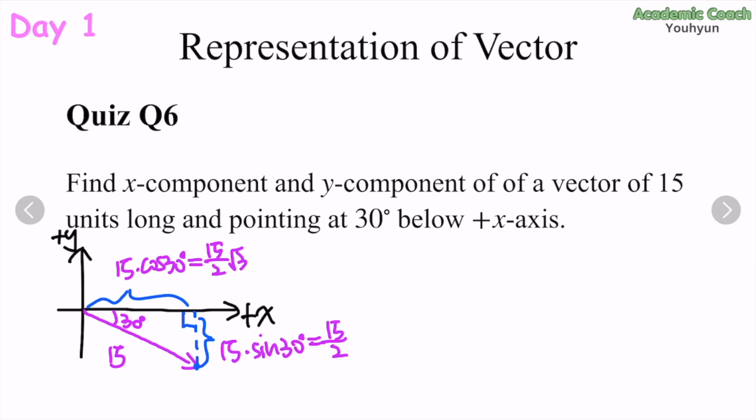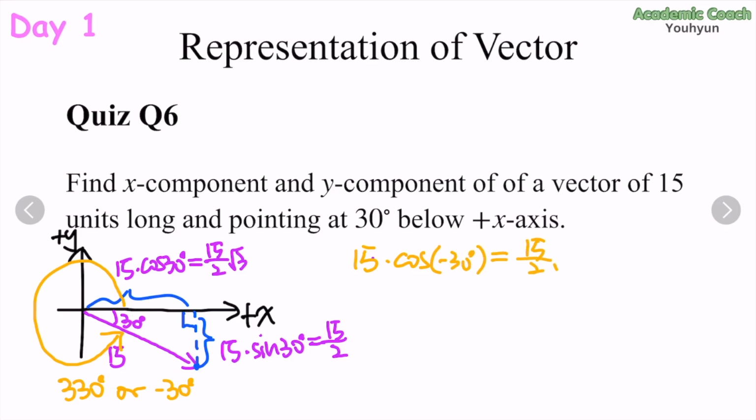So if you've taken trigonometry or pre-calculus, then you know that in unit circle, the way we measure the angle would be from positive x-axis and in the counterclockwise direction. So from positive x-axis all the way to this vector, that is actually the corresponding angle for this vector, which is 330 degree, or we can use negative 30 degree to represent it. And if you plug in negative 30 degree instead to get 15 times cosine negative 30 degree, then you will still get a positive value for x component. But for y component, sine negative 30 degree gives you a negative value.